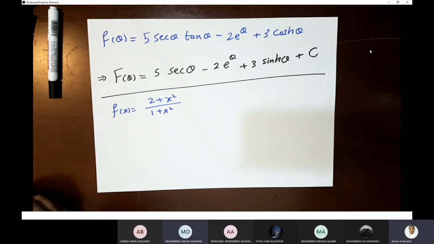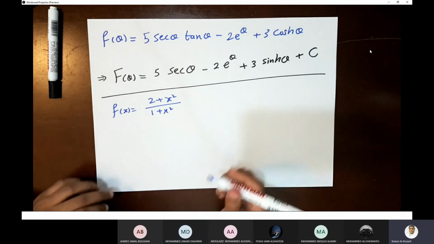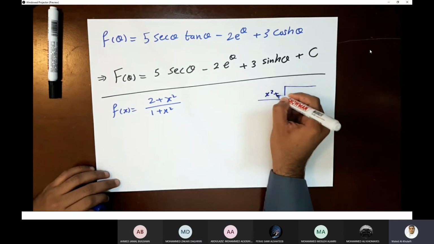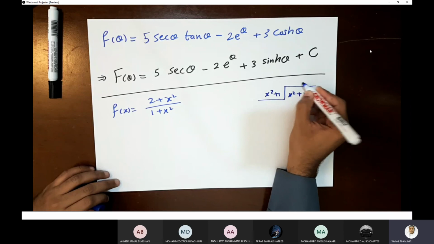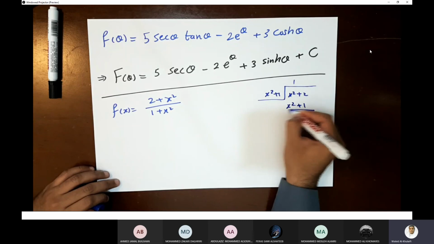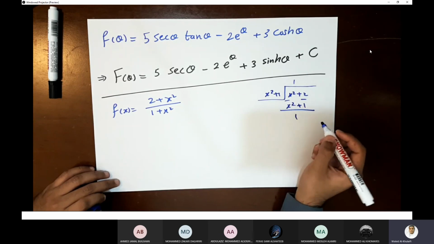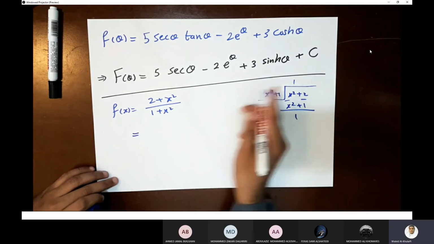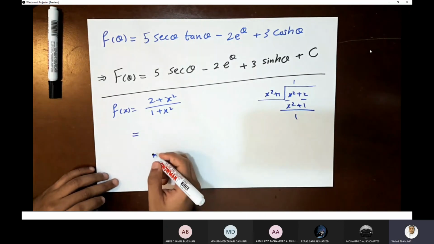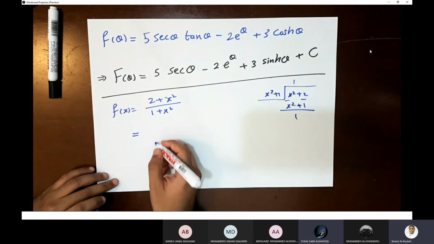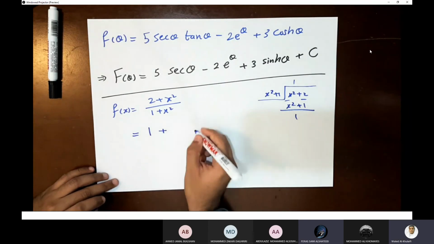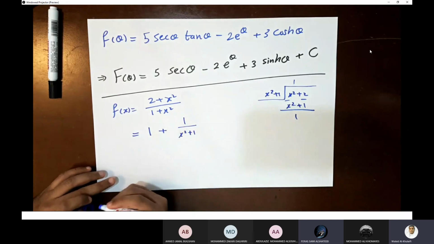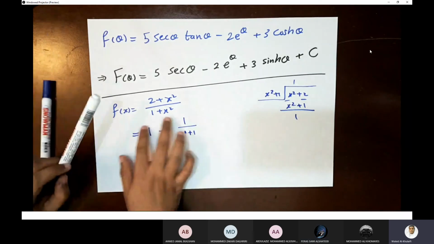Long division, very good. I do long division. So I will take a side. So we have x squared plus 1 and here x squared plus 2. So I multiply by 1, x squared plus 1, minus, so we have 1, right? So this function is equal to, what should I write? According to this, 1 plus the remainder over this denominator, x squared plus 1. Very good. What we did, guys, is we simplified the function.